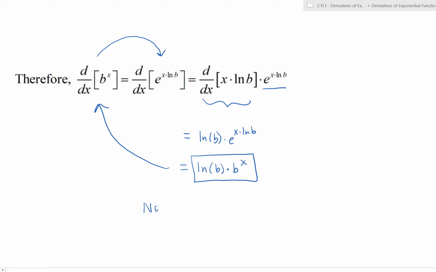Maybe take note here: if b equals e, then the natural log of e times e to the x is, of course, just e to the x. And the derivative of e to the x is e to the x, as we've established. So the point I'm making here is that e is included in those bases. It's that special case.